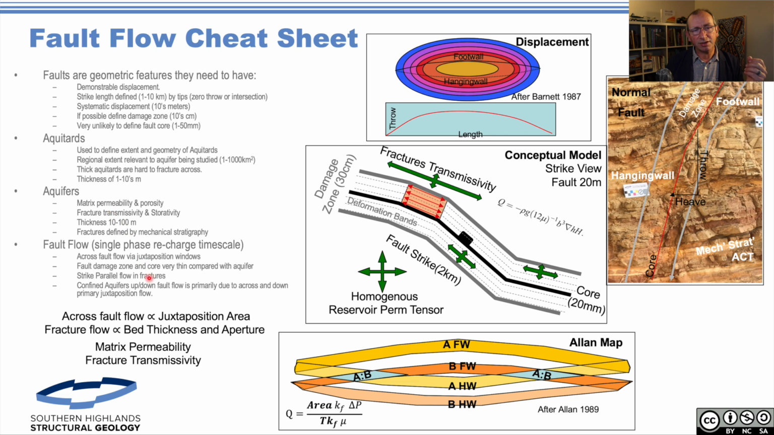And remember, with your matrix flow, your fractures are going to be in the order of 1% storativity, but their capacity to move fluids around is phenomenal.